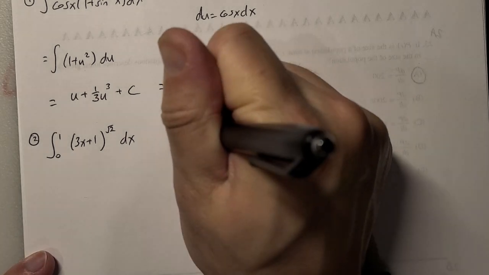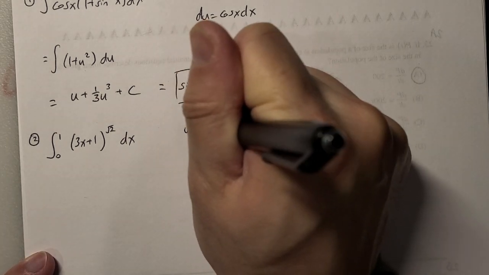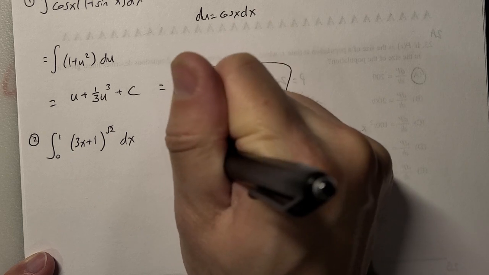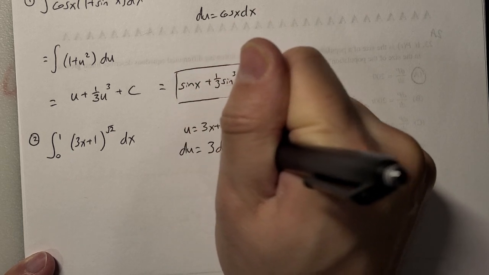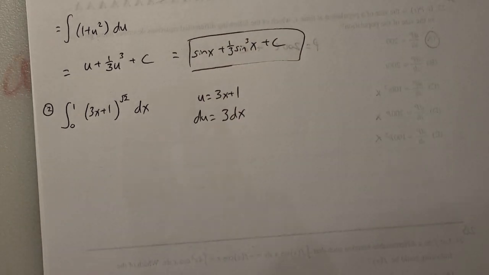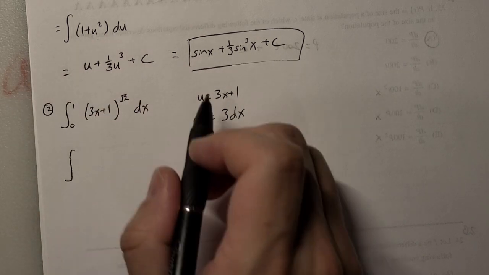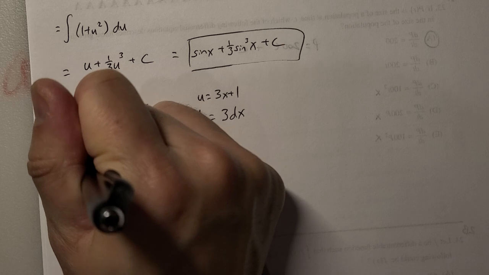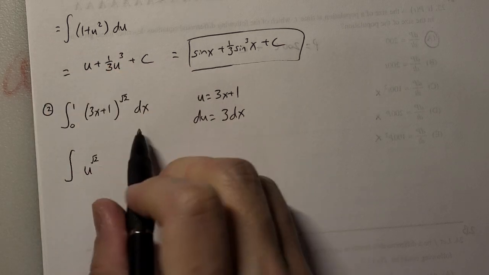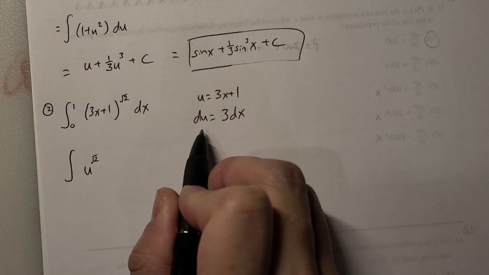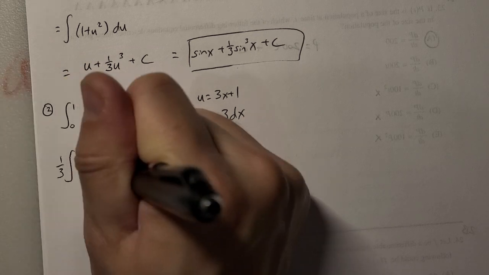So we're going to do the same thing here. u is 3x plus 1. du is 3dx. Okay, so it's a definite integral. We have to worry about our limits. Let's do that afterward. This is just u, so u to the square root 2 power. dx is du over 3, so a third du.